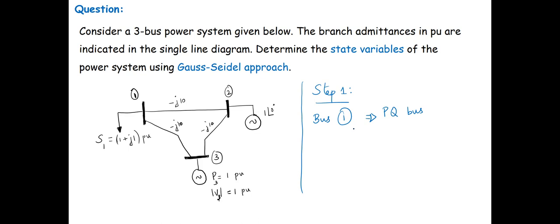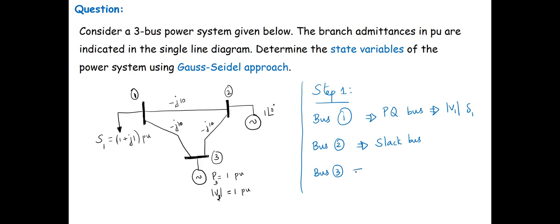If it is a PQ bus, the state variables associated with this bus, or in other words, the unknown states associated with this bus, are basically the magnitude of voltage V and the angle of this voltage delta. So both these quantities are unknown. So at bus one, we need to determine V1 magnitude and the angle of the bus voltage, which is delta one. Let us look at bus two. At bus two, there is a generator connected, and the value of its voltage and angle are specified in the problem statement. Therefore, bus two can be thought of as the slack bus or the reference bus. And because this is the reference bus, both the state variables, the voltage magnitude and delta associated with this bus, are known. And therefore, we don't have to solve for any state variables associated with bus two.